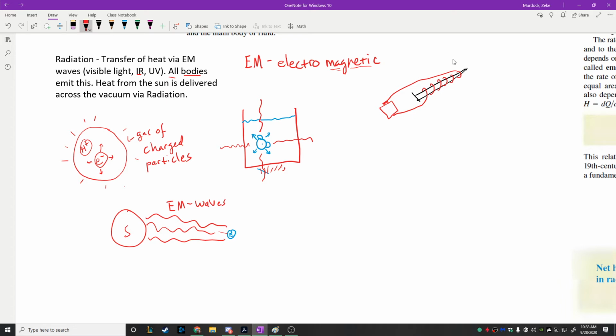Without these, if there was no such thing as radiation, the Earth would be cold, because space is largely empty. There's some small density of matter in space, but it's an unimaginably empty area, right? That's what we call it, space. But yeah, so that's what electromagnetic waves are. That's what radiation is. All right, what do you guys think about this? Do you have any questions?